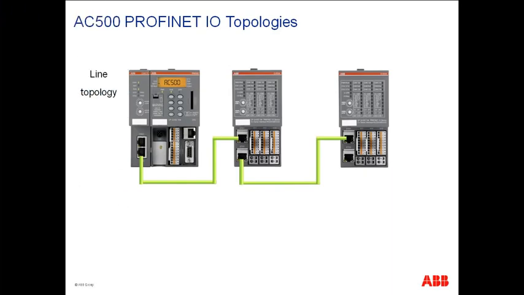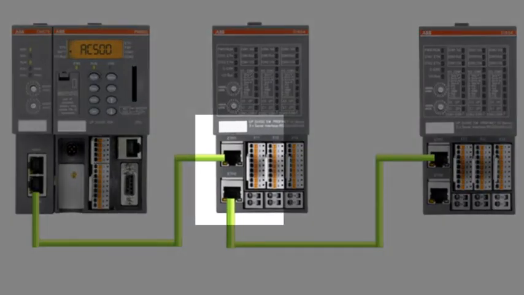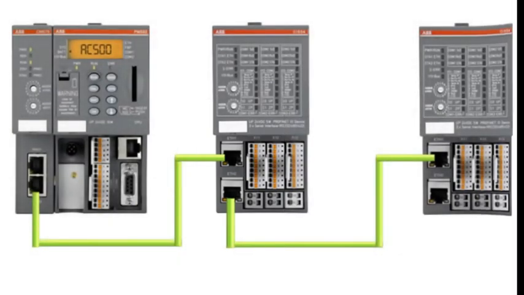As a first step, we would discuss the various possible network topologies supported in PROFINET I/O communication. The picture on the screen shows what is called a line topology. This is a well-known topology used in automation applications. PROFINET modules are equipped with integrated Ethernet switches that facilitate the realization of this line topology.